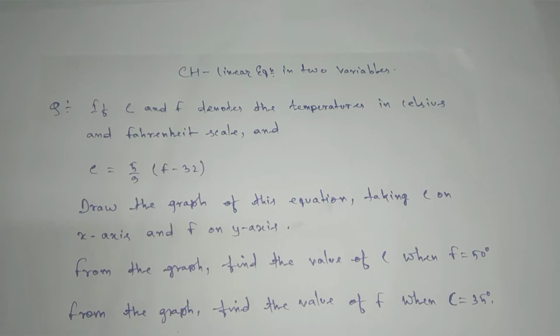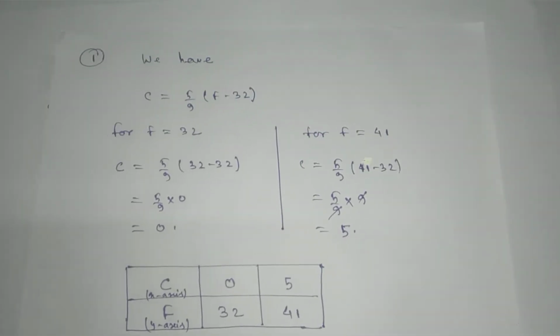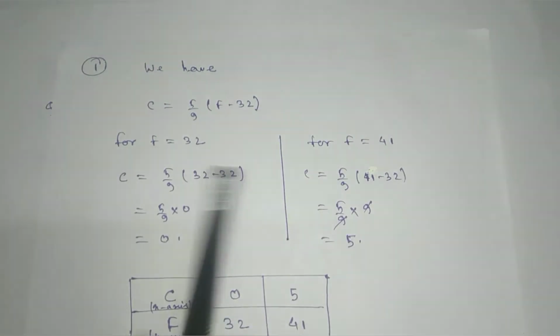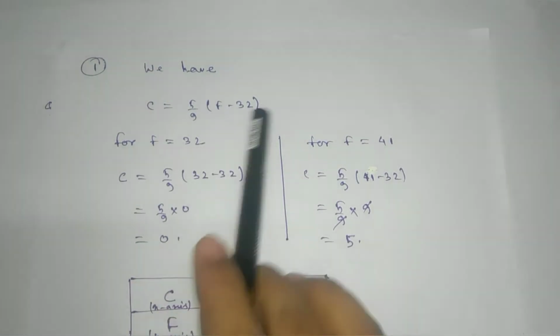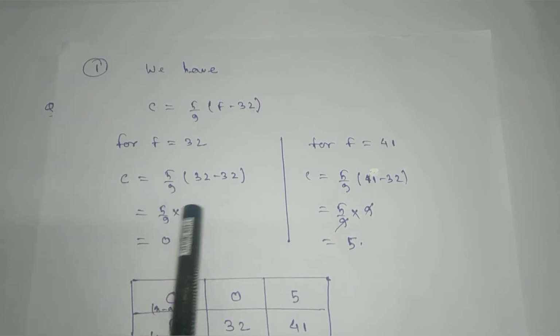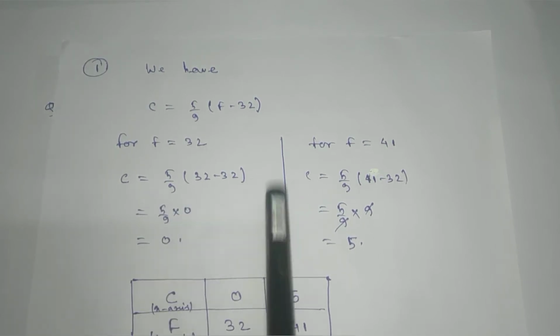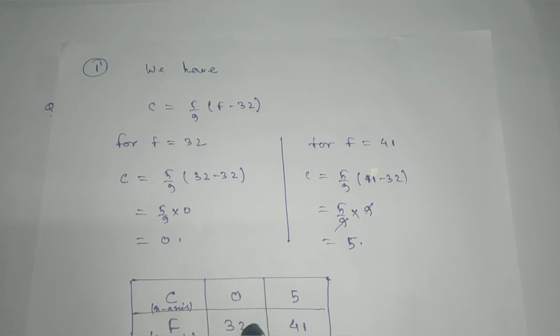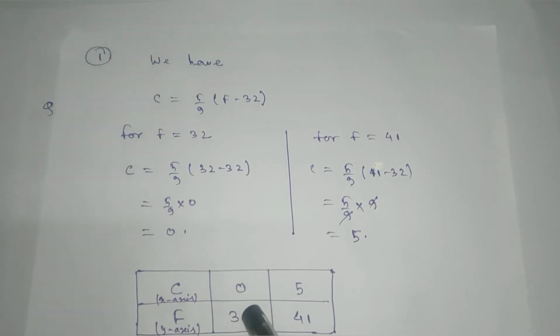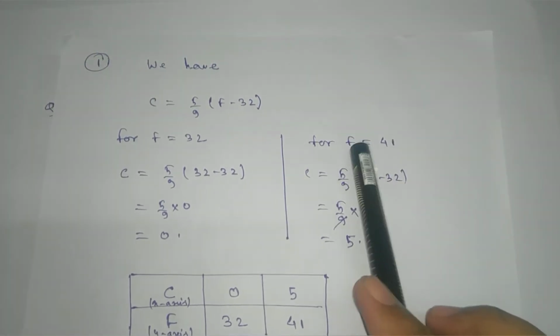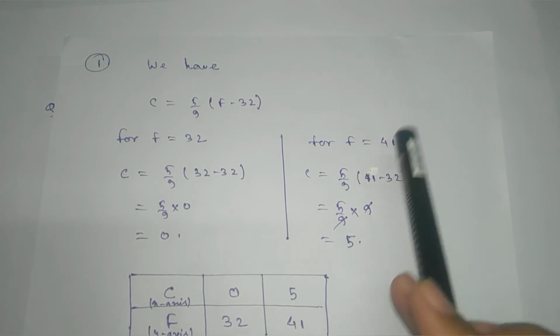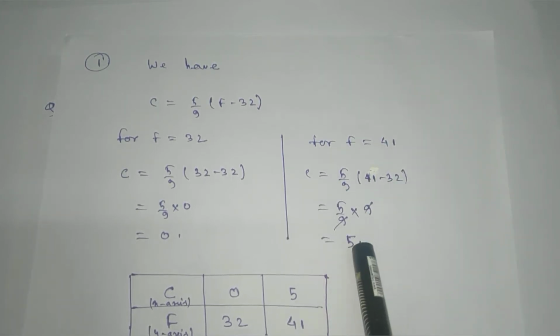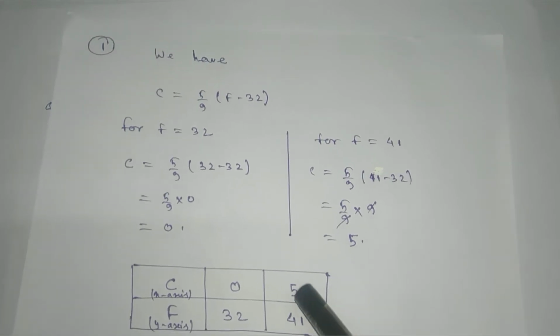So here first we need to solve. The solve portion we have already done in the last video. So here I'll show the presentation. Here we have the solution. You can see how to represent it. We'll take F as 32. That means 32 minus 32 will give you 0, and 0 into 5 by 9 will give you 0. So you can see the solution 0 and 32 are both integers. So we'll take this type of solution. And for F, that is Fahrenheit, equal to 41, we'll get Celsius 5 degrees Celsius. So here we are getting 5, 41.